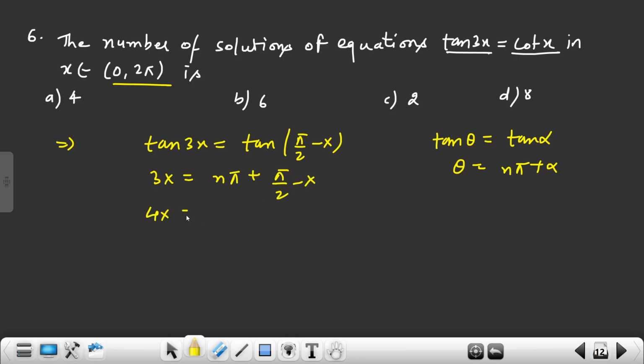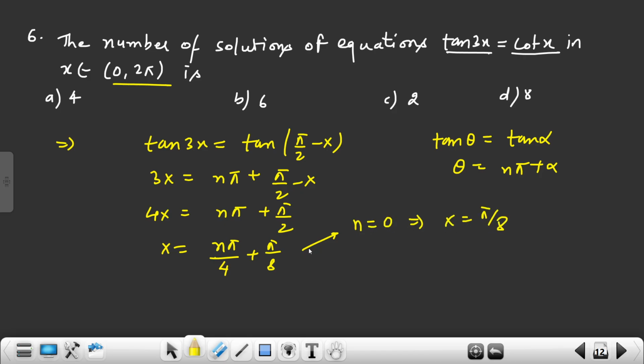So it is 4x equals n pi plus pi by 2. What is x value? n pi by 4 plus pi by 8. Now let's start putting the values. n equal to 0 I will do. X value is pi by 8. n equal to 1, x value is 3 pi by 8. n equal to 2, x value is 5 pi by 8.